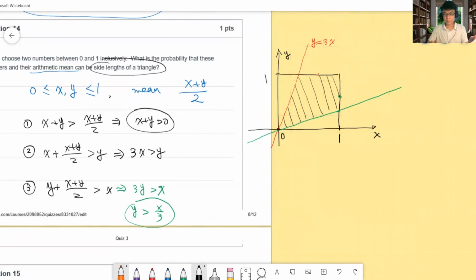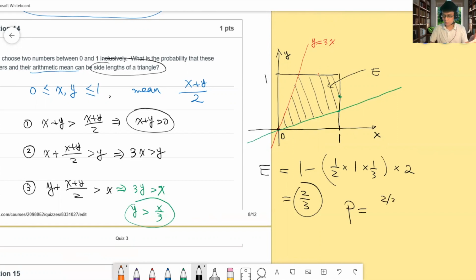Now let's find the area. So the total area is 1 minus the unshaded part. There are two parts. Each part has 1/2 times 1 times 1/3. That's the area for each part. So we'll multiply by 2 and subtract that. So this corresponds to 2 over 3. The area is 2 over 3. The probability is 2 over 3 over the total area, which is 1. So the probability is 2 over 3. That means the answer here is 2 over 3.